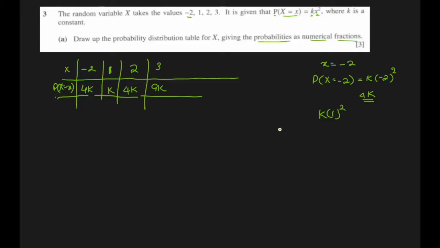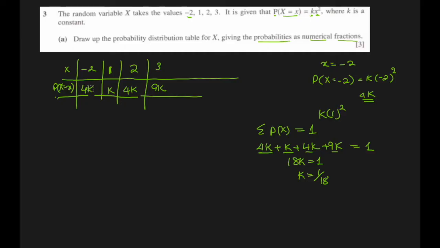So we know that the sum of the probabilities of all x's is always equal to 1. That means 4k plus k plus 4k plus 9k is equal to 1. These all add up to 1. So it will be how much? 5 plus 4, 9 plus 9, 18. 18k is 1. So k becomes 1 over 18.